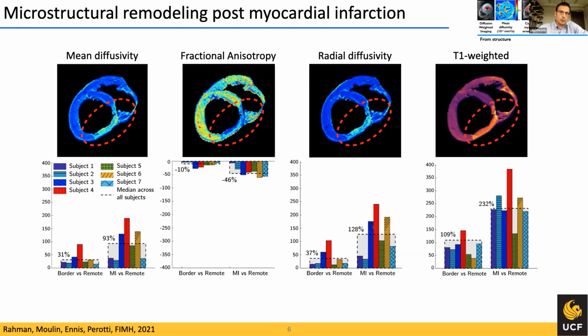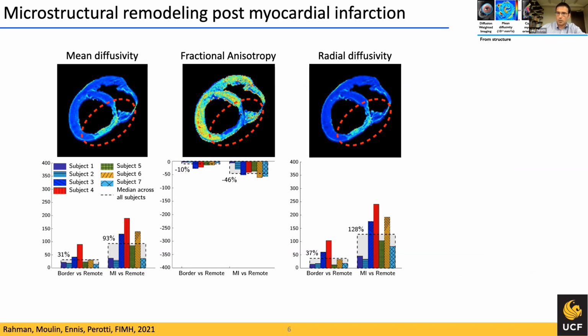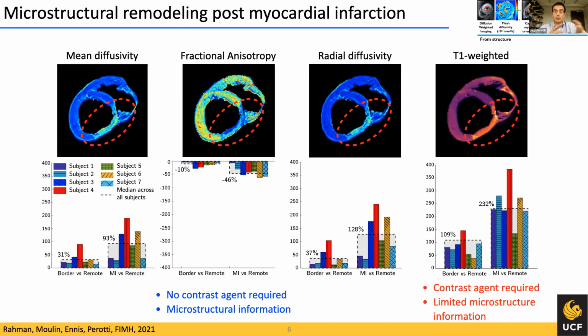And the reasons are two. One is that to acquire T1 weighted images or LGE images, we need a contrast agent. And contrast agent is not recommended for all patients. So for some patient populations, for example, patients with renal failure, we shouldn't be using contrast agent. And the second reason is that even for other patient populations, diffusion biomarkers carry additional information about the microstructural changes. And that's really what is important here, because again, cardiac function depends on microstructure.